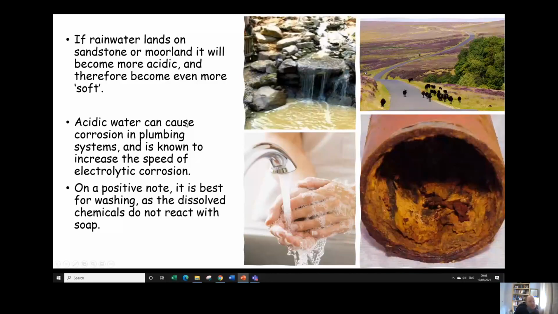And acidic water can cause corrosion in plumbing systems, and it can also speed up the electrolytic corrosion, like we talked about a little bit earlier in this module. On a positive note, it is good for washing with. The soft water doesn't react with any of the chemicals in the soap, so you actually get much more of a lather, a much better wash, I suppose, with soft water.